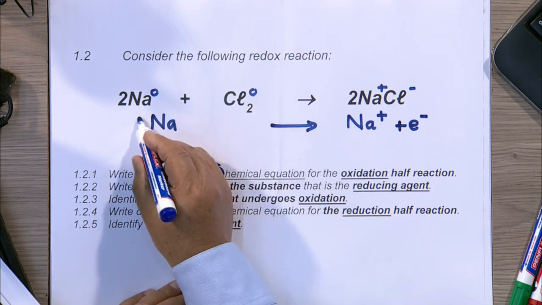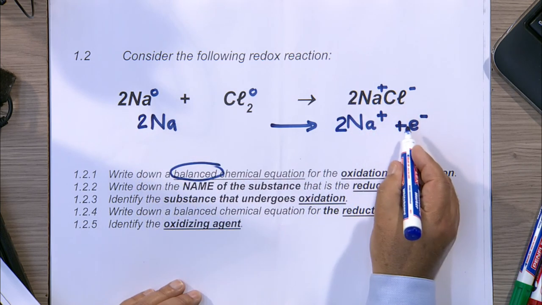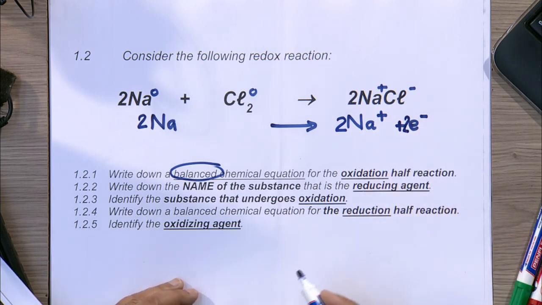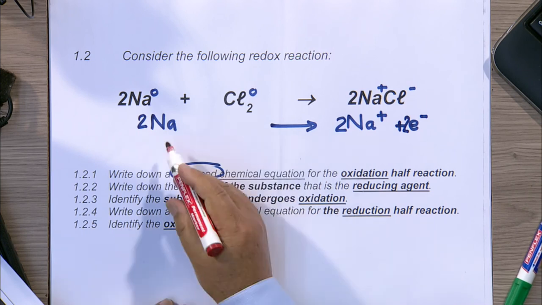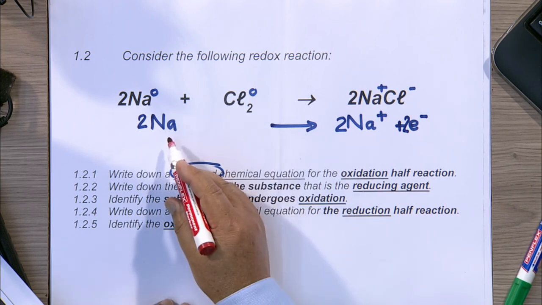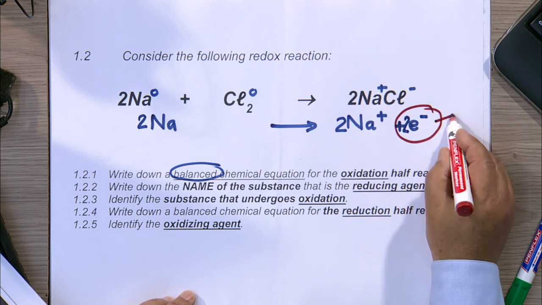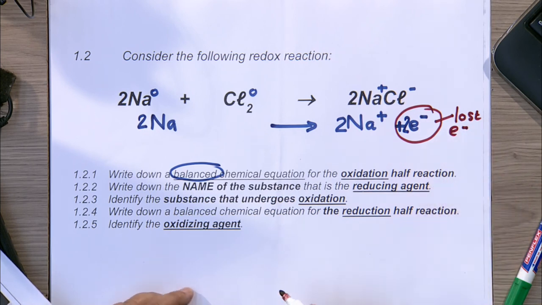It must be two of those and two of those. There you can see the two in front. And of course, I'm going to squeeze in the two electrons there. So that is my balanced half reaction. Okay. For the oxidation, why? Sodium. Let's look at sodium again. It lost two electrons. So if I write it on the right-hand side, it's a loss of electrons.